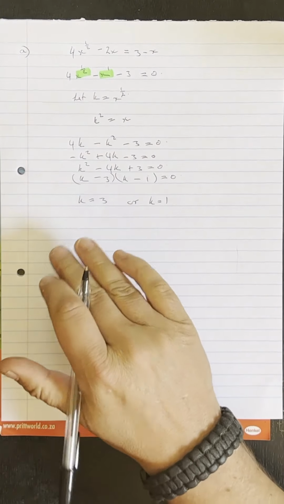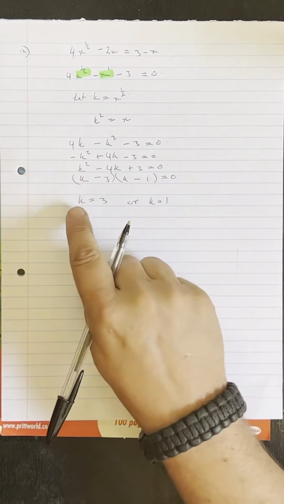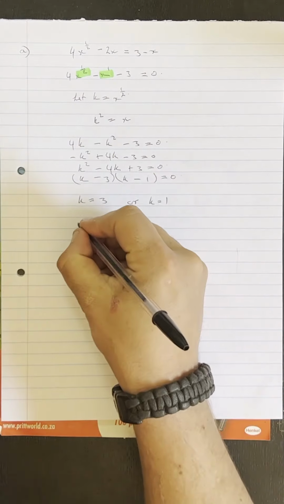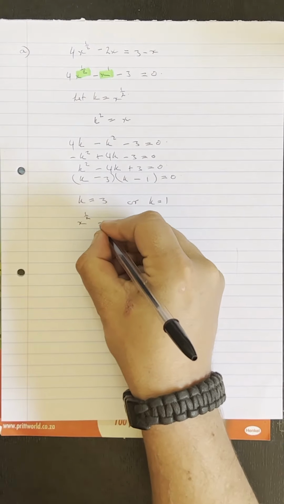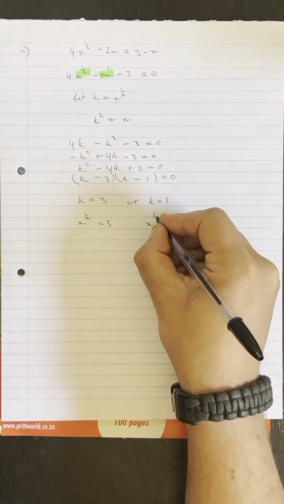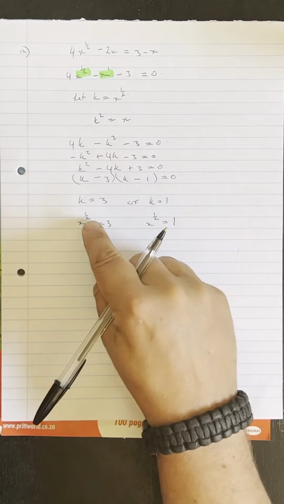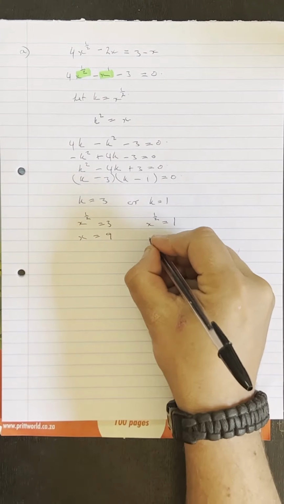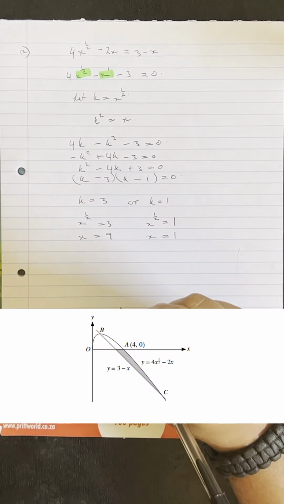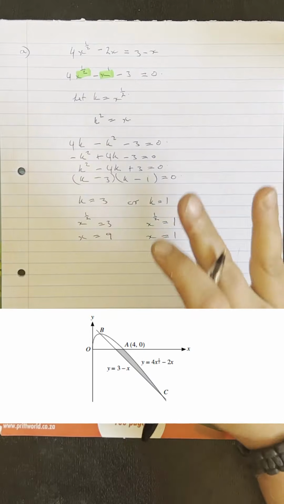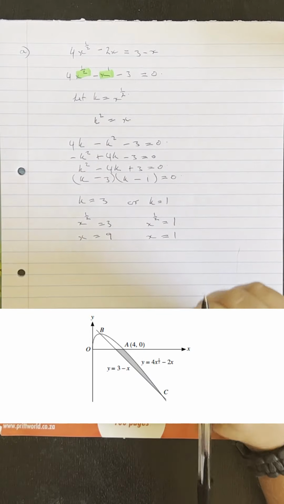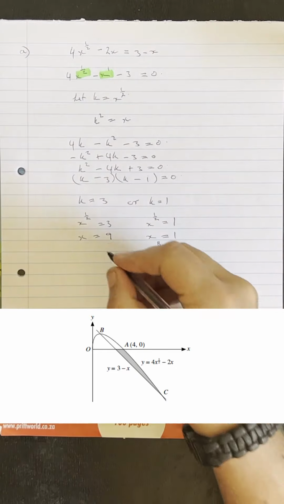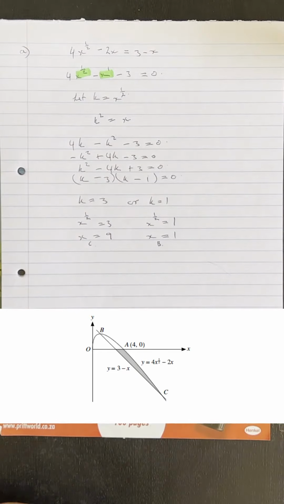But we haven't solved for what the question is asking. We need to find the x coordinate. So I need to back substitute my k, which is this. So we get x to the half is equal to 3, x to the half is equal to 1. Square both sides to get the x, and we get 9. Square both sides, and we get 1. So having a look at the drawing, we can see that B must have this x coordinate and C must have that x coordinate there.